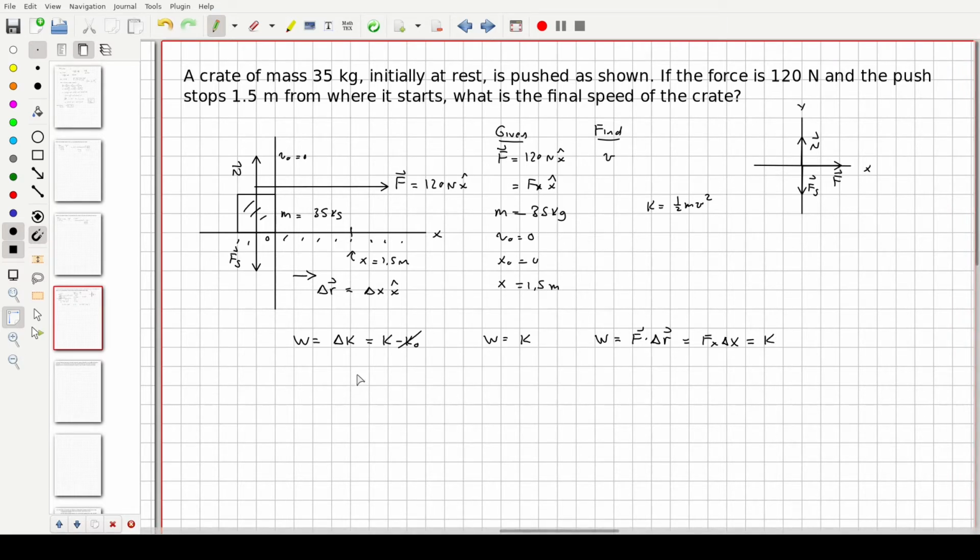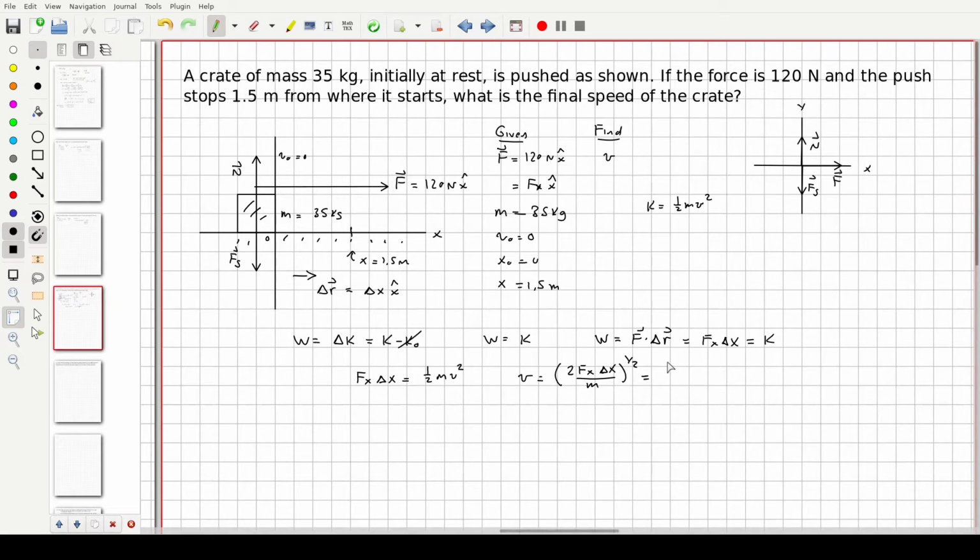And our change in kinetic energy is going to look like 1/2 mv squared because our initial kinetic energy is 0. So if we want to find V, all we have to do is solve for it. It's going to be 2 F sub x times delta x over m, raised to the 1/2 power, it's the square root.